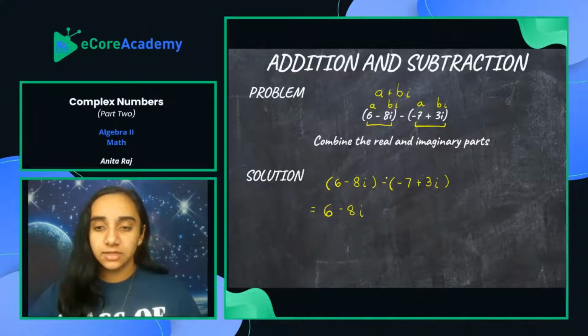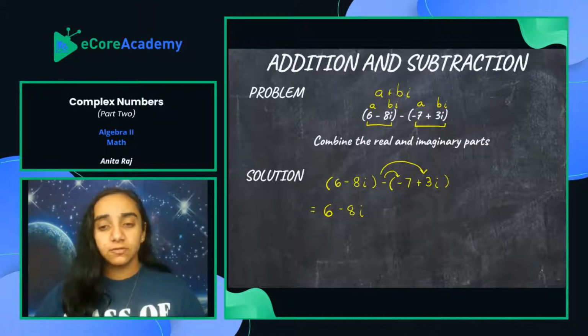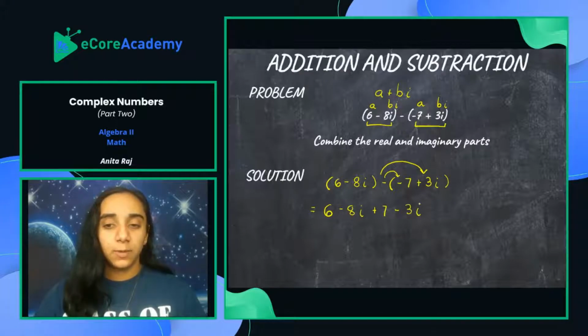So we got to distribute this negative sign to the negative 7, and we got to distribute it to the 3i. So then technically negative 1 times negative 7 is positive 7, so we get plus 7. Negative 1 times positive 3i is equal to negative 3i. So this is how we rewrite it.